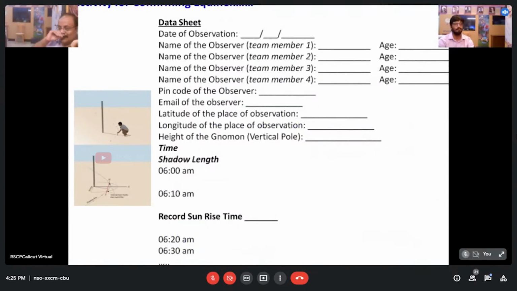So those things you can do, and you can make an observation sheet. You can write the date of observation. What I have written is for only 4 observers, you can go on increasing up to 5 or 6. You can write the pin code, the email address, latitude of the place, longitude of the place, and you can put the shadow times, starting from 6 o'clock, 6:10, then the sunrise time. If there is no shadow, since the sun is not there, you need not write; you just put a dash there. But you start a little early so that you know the sunrise time. That's the reason we have started there, and then you can go on.